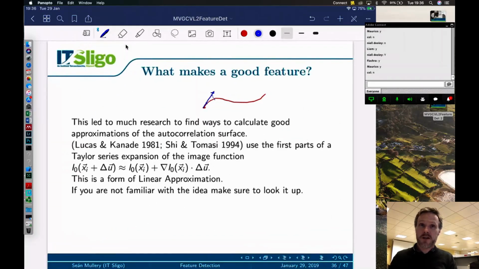If you're not familiar with the idea, I do suggest that you go and watch a video on it. And once again, if you click on that link here, it will bring you to a YouTube video of an MIT lecture on linear approximation as part of calculus, where he goes through it in quite a bit of detail, and it's an excellent lecture. So do go and look at that if you're not familiar with linear approximation, so that you know what we're talking about here.